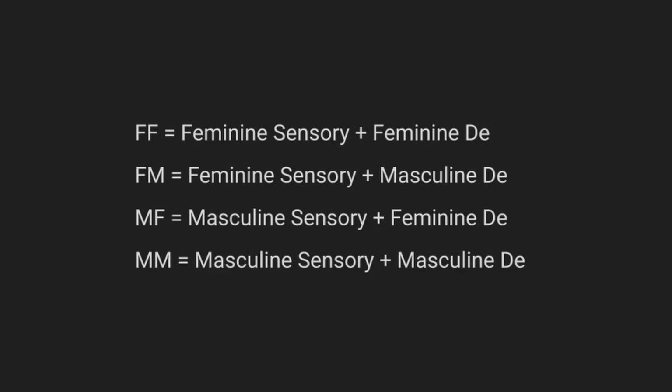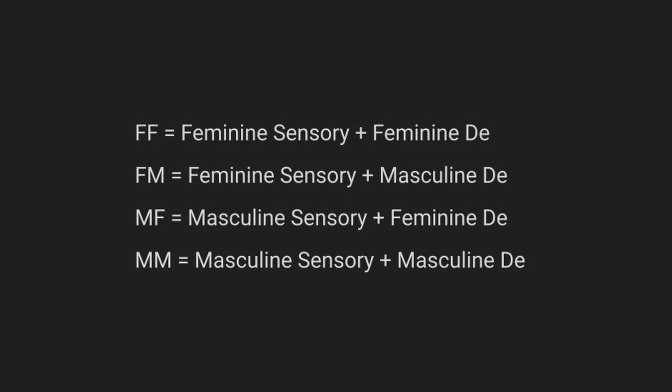In this 2-letter code, the first letter stands for the sexual of the sensory and the second letter stands for the sexual of the DE. This means that the double feminines have feminine sensory and feminine DE. The visuals have feminine sensory and masculine DE. The audios have masculine sensory and feminine DE. And for the double masculines, both are masculine.